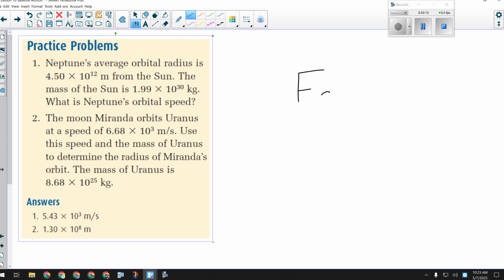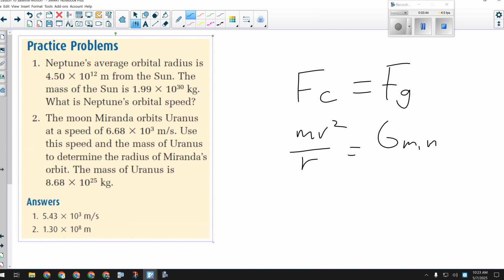Okay, all satellite motion is governed by this relationship. Newton's universal law of gravitation provides the gravitational attractive force that keeps a satellite in orbit. So anytime you see the word satellite, you know this will be true. FC will equal FG, and you'll have that whole mv squared over r equals big G times mass 1 times mass 2, over r squared.